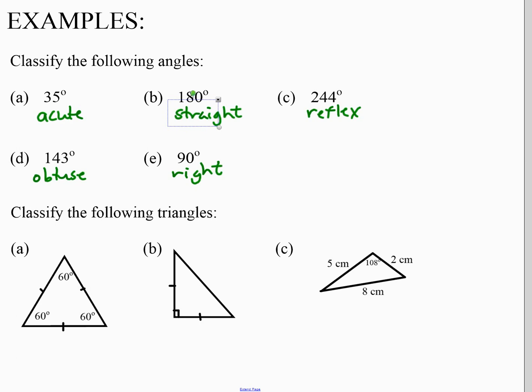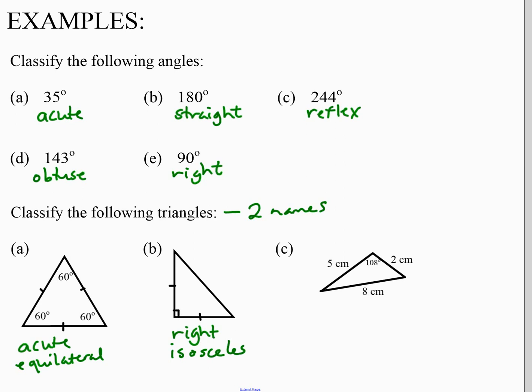In classifying the triangles, remember we need two names. We need a name by side length and a name by angle. So this one is called an acute equilateral triangle, or you could call it an equiangular and equilateral triangle. This one is called a right-angled triangle and also isosceles because of the two dash marks, two sides are equal. This one has one obtuse angle, so it is called an obtuse. And then it has no equal sides, so it's called an obtuse scalene triangle. And then we'll look at a few more examples.